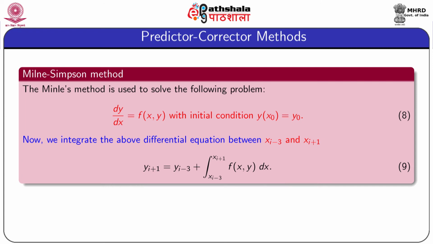Here also observe that the function f of x, y is not integrable because the variable y is unknown. The function is a known, given quantity, but y is an unknown quantity, and this is a function of y. So, to integrate the second term, we replace the function f of x, y by approximating this expression with the help of Newton forward interpolating polynomial.